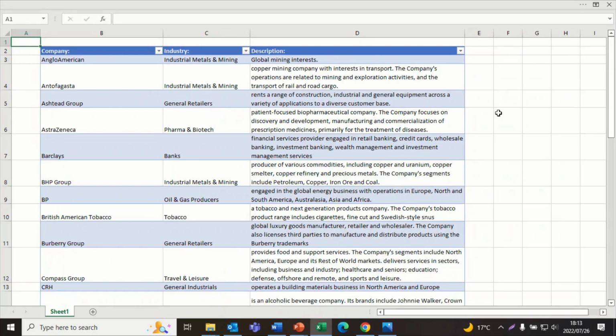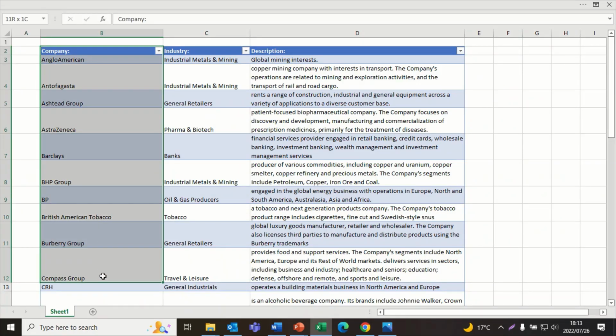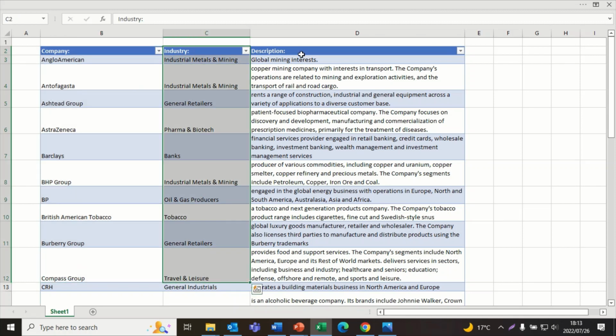So as you can see here, we have listed all the companies here on the left, the industry they're in the middle, and the description on the right.